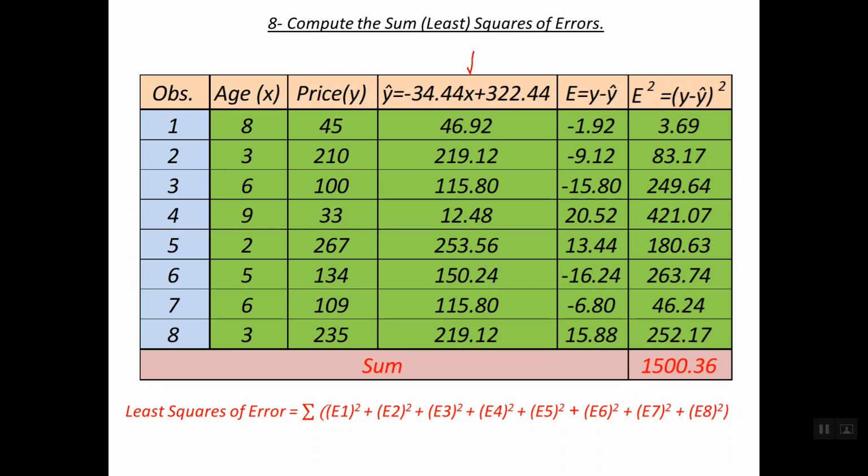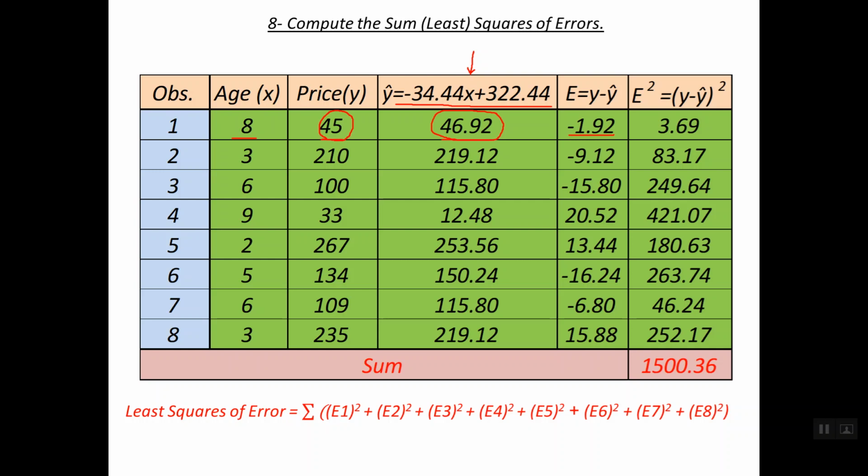In this column here, we write the formula of the regression line, which means that for a specific value of x, we can find the predicted value of y. For example, for x equal 8, this is y, it's 45, but here we have the predicted value, which is y hat. So we substitute 8 instead of x, and we have 46.92. So the value of the error is simply the actual value, which is 45, minus the predicted value, which is 46.92. So we have minus 1.92.